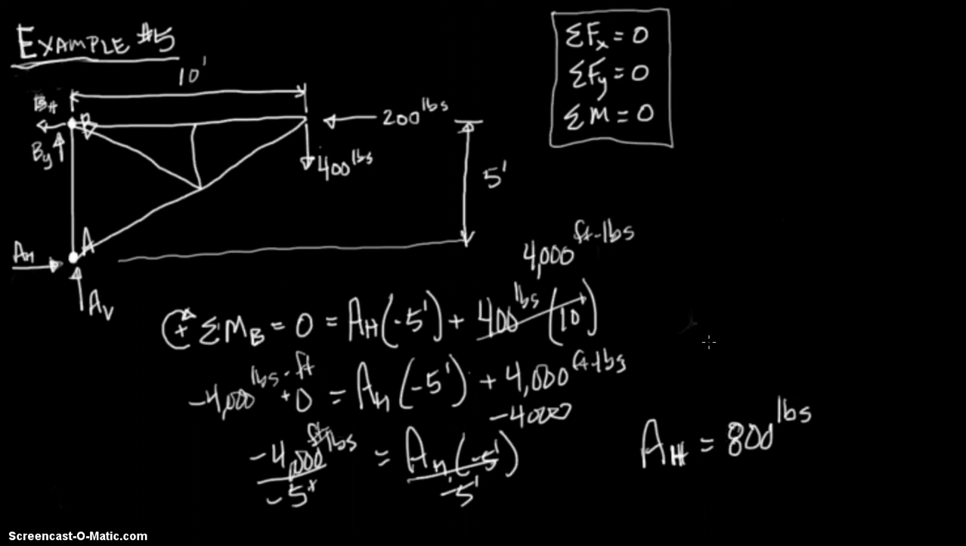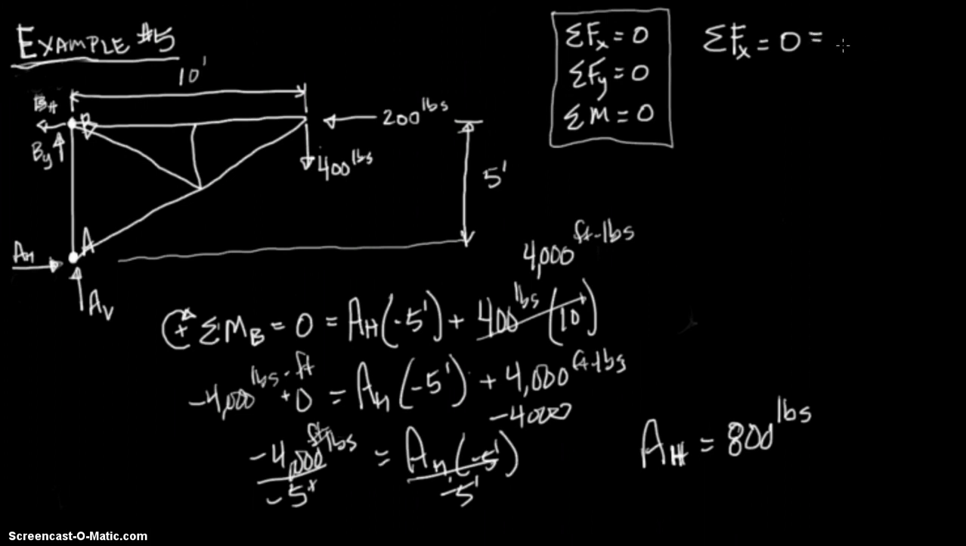Now, once again, we're only solving for AH and BH. AH and BH are both horizontal loads, and now we only have one horizontal load left, so we can use the sum of the forces in the X direction to solve for the rest. Because we only have one unknown force in the X direction, we can solve for it. Sum of the forces in the X direction equals 0.